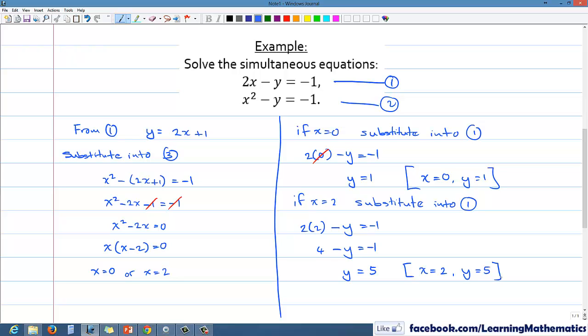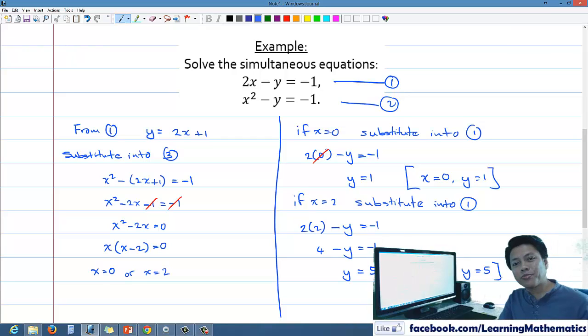This proves that the elimination and substitution methods give answers consistent with the graphing method.